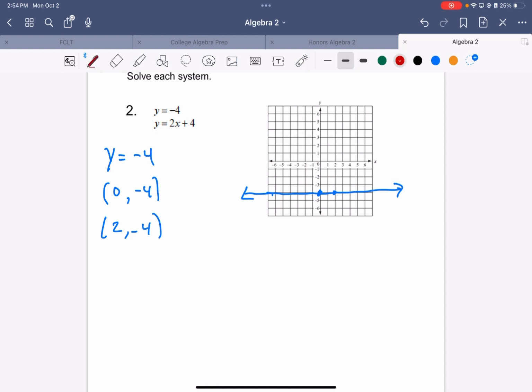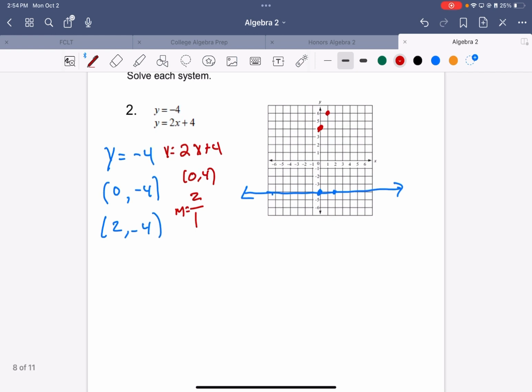We do the second one. 2x plus 4. Our y-intercept is (0, 4). Oh my gosh, it's way up there. And my slope is 2, so it's 2 over 1. Everybody knows where I'm getting all those, right? That was last week. So that means I go up 2 and over 1. So I draw this line. That looks somewhat straight to me. It's not even close to straight.